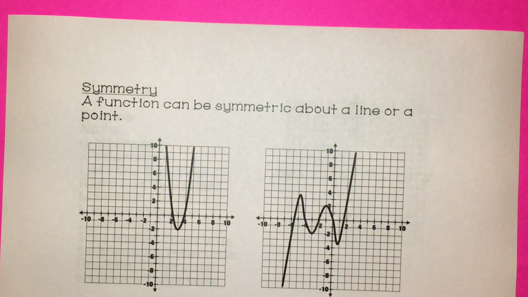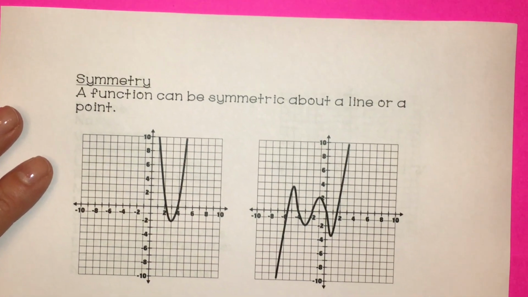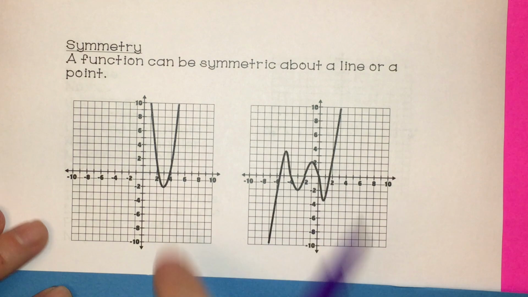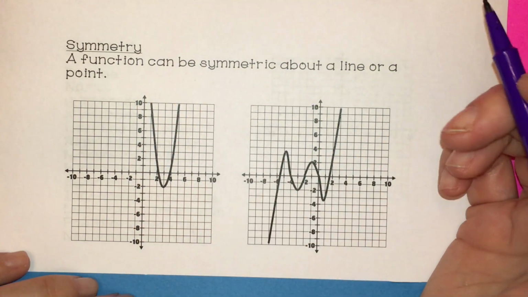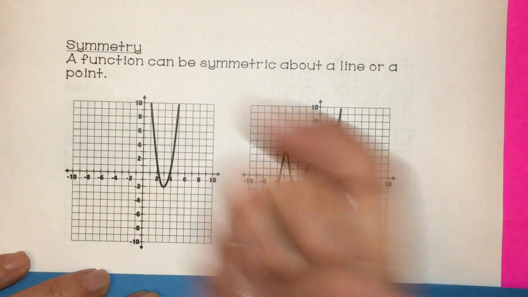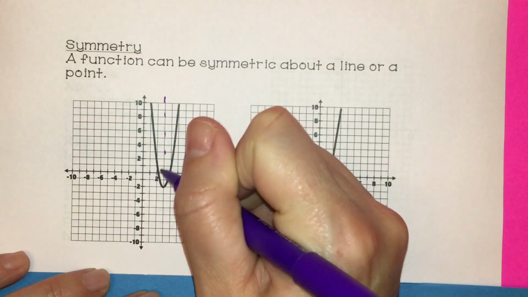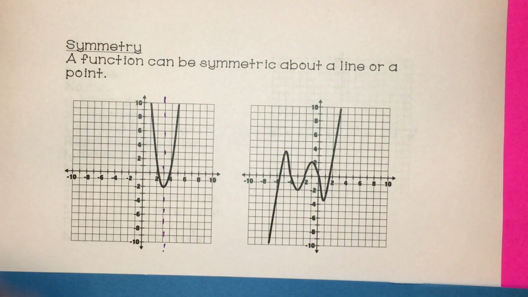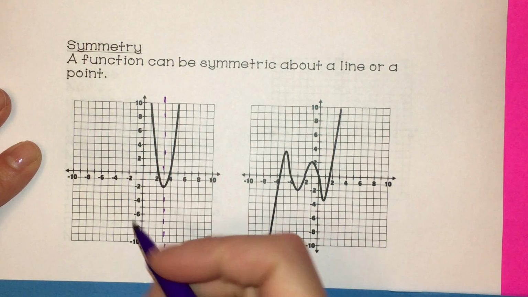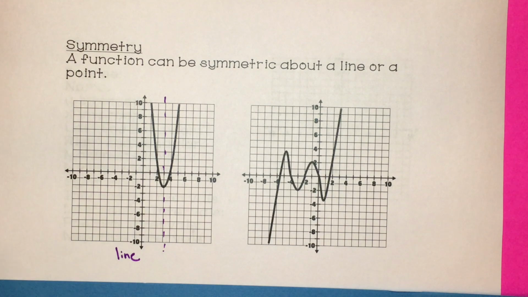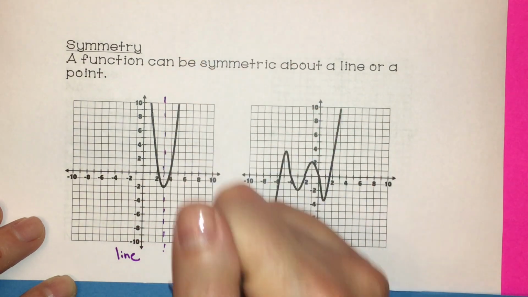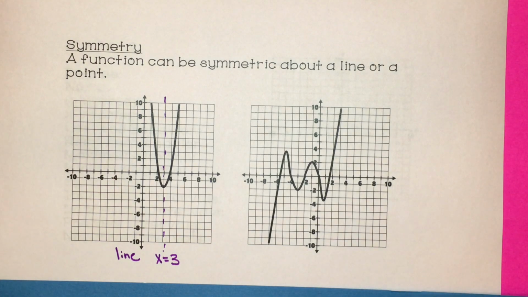All right, next we have symmetry. A function can be symmetric about a line or a point. So if we look at our first function, we know this is a parabola. We know that it is symmetric. If I folded this over on itself along this line, it would be a mirror image. That's called the line of symmetry because it's symmetric if I fold it over on itself. So this would be a case of a line of symmetry. And the line goes through where x is 3. So this line would be called x equals 3. So that's the line of symmetry.